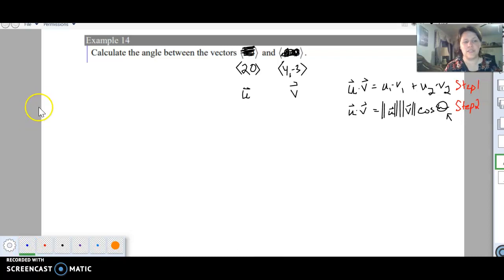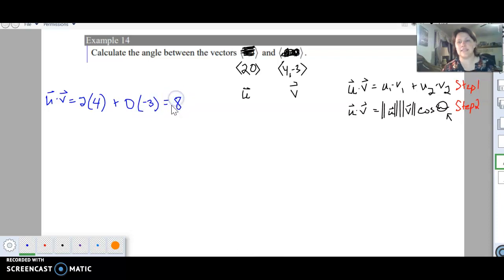Okay, so first thing that we need to do is find the dot product. So u dot v is equal to 2 times 4, make sure I wrote those down right, 2 times 4 plus 0 times -3. And so that whole thing is going to equal 8. Now we know that the dot product is actually equal to 8.